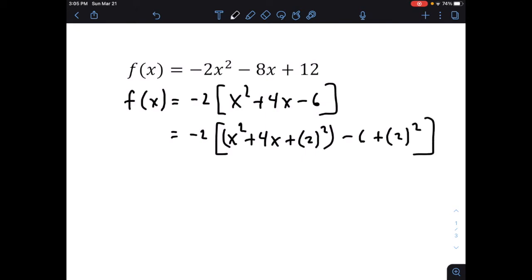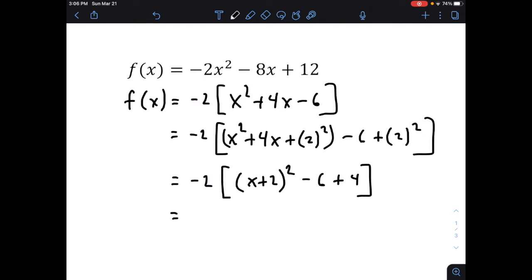I'm going fairly quickly through this because you should all be experts by now, right? Hopefully. No, I'm just kidding. You're still learning, and that's okay. So we have negative 2, and then this becomes x plus 2 squared minus 6 plus 4.